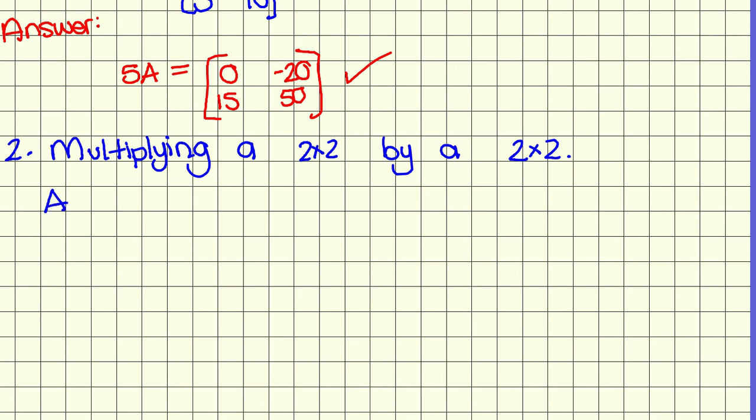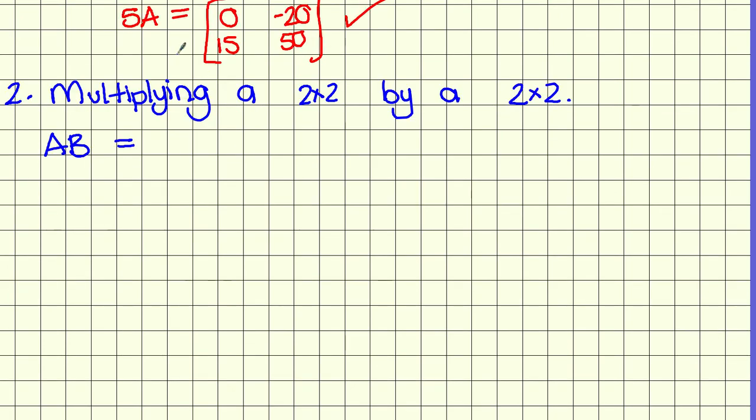If I am trying to work out A times B, I'm just going to make up what A and B are. So call A just A, B, C, D. And then B, the 2 by 2 matrix as well, let's call that E, F, G, H.